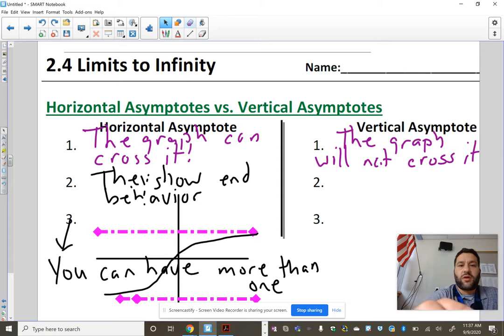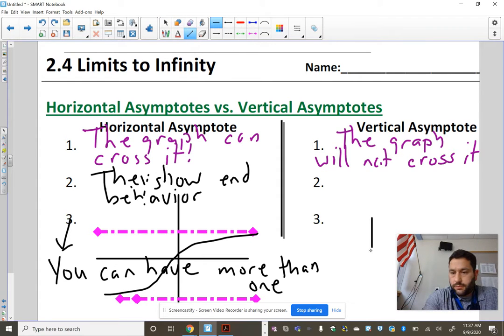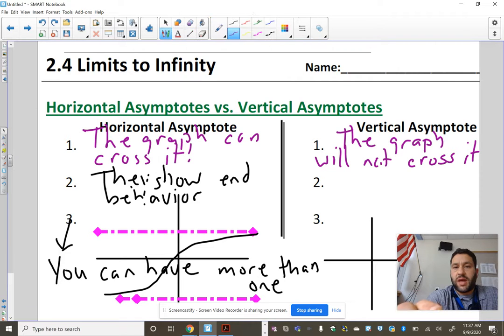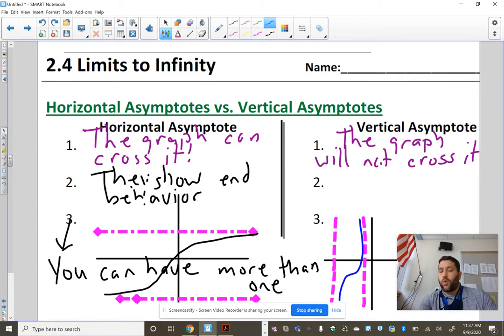Okay, if we have our graph, okay, maybe we have a vertical asymptote here. Maybe we have another one here. Okay, our graph will be stuck in between those lines. But it'll never get to the point. It'll get infinitely close to it, but never gets there.